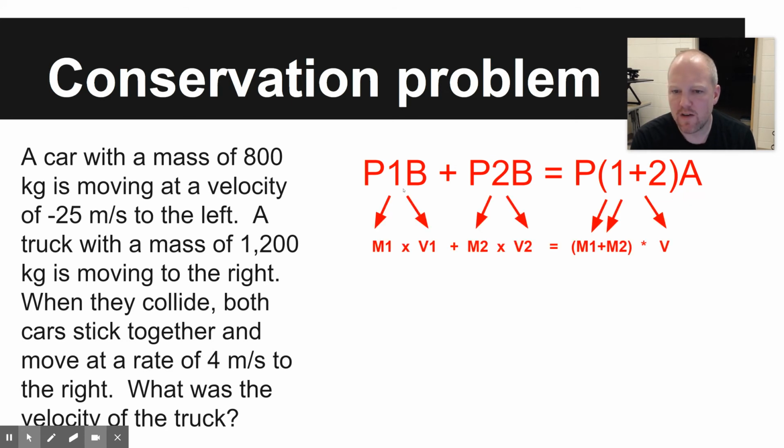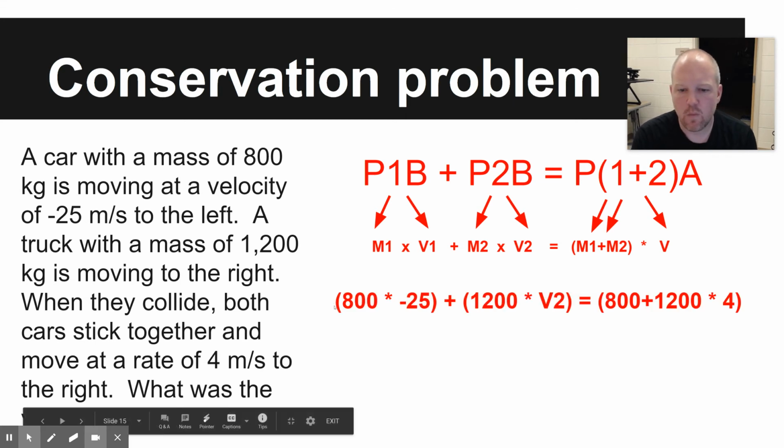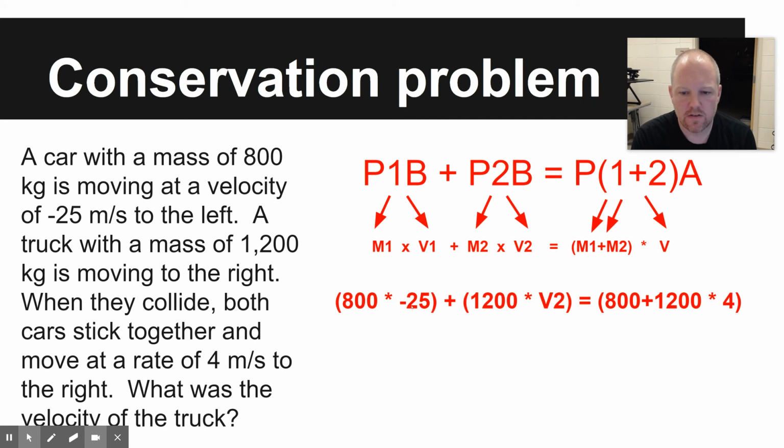And so if you have momentum, from the previous video, you should know that that is a product of mass times velocity. And so the mass times velocity of your first vehicle plus the mass times velocity of your second vehicle should equal the mass of both vehicles times their velocity afterwards. And so if we plug in the numbers from this scenario, what you'd see is the mass of the car times its velocity, plus the mass of the truck times our unknown velocity of the truck, should equal the mass of the car plus the mass of the truck times its velocity afterwards.